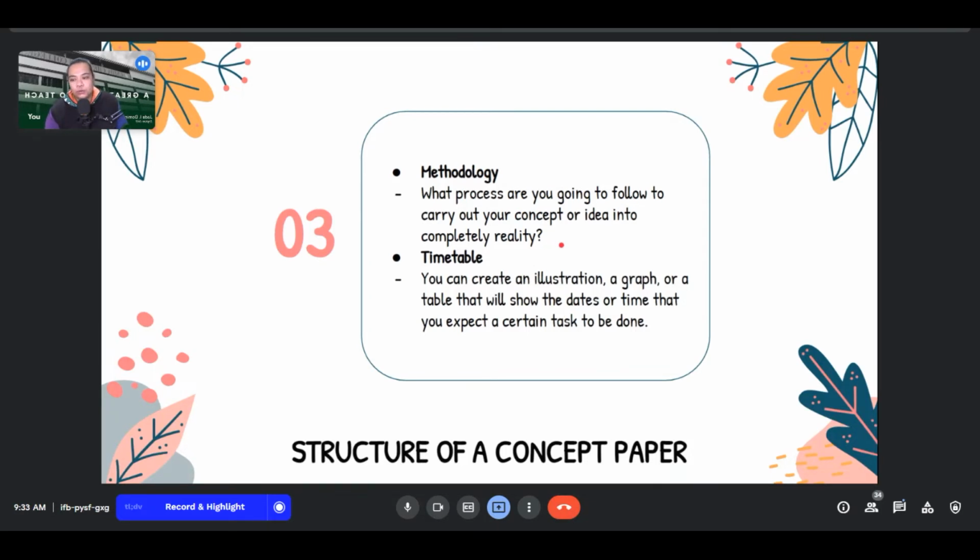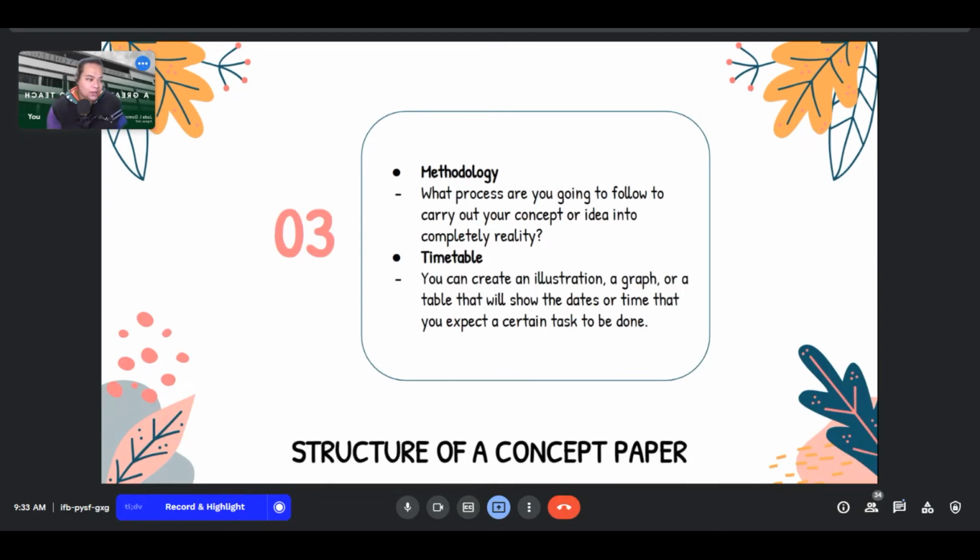Some people like to do this in a step-by-step chart. Okay? And some people like to write this in a paragraph form. Okay? So, it's mostly up to the writer how they will show this and how they will explain this in their own words. Okay? But, again, dito sa school, we usually use the paragraph form of the methodology. Okay? Again, this is where we explain and answer the question, how are you going to do it? How are you going to answer the questions? How are you going to achieve your objectives?